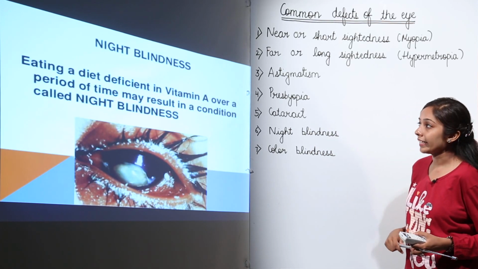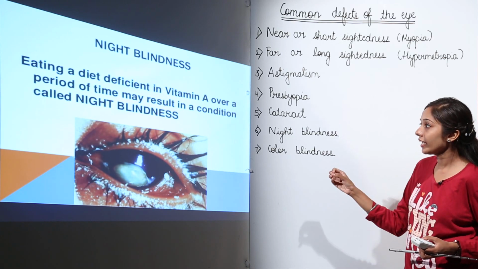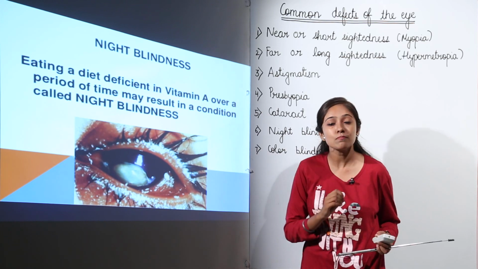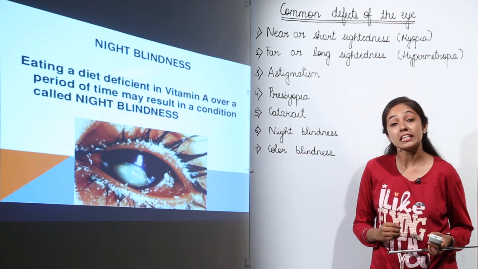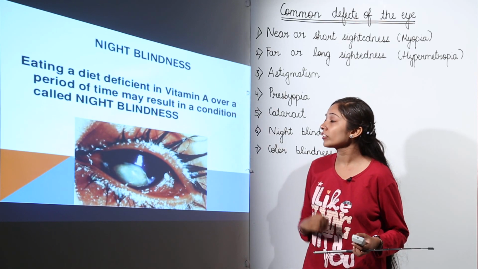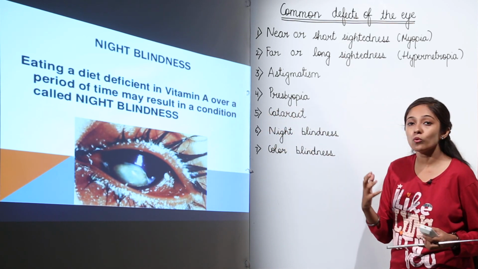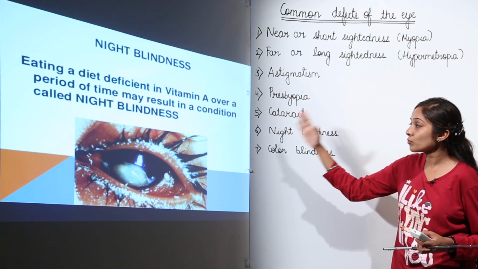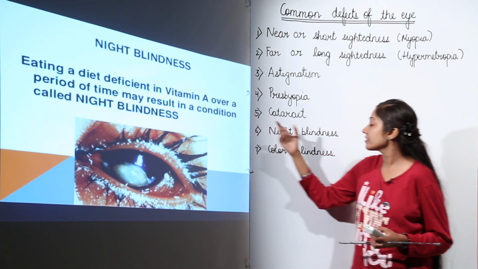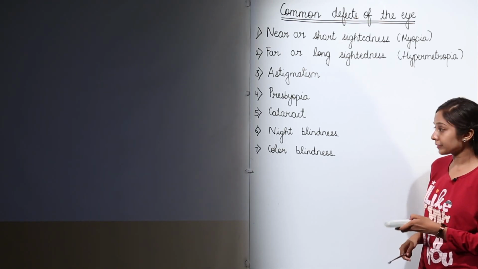Then we have night blindness. When you actually have a diet which is deficient in vitamin A, you can suffer from the condition that is known as night blindness. As the name suggests, the person is not able to see clearly in dim light. Why? Because vitamin A is necessary for the production of some pigment that helps to see you in dim light, right. So, if this vitamin A deficient diet is there, then this can lead to this disease that we call as night blindness.